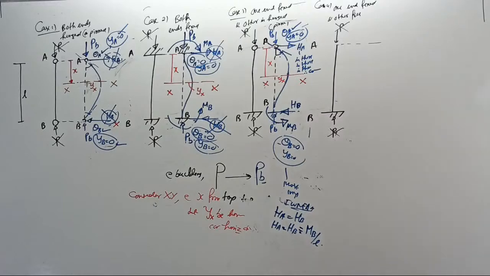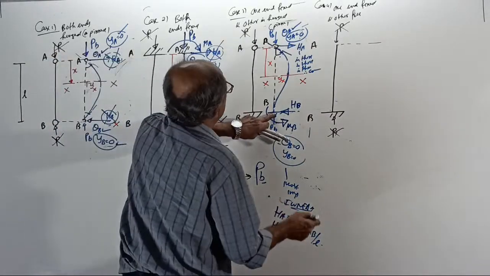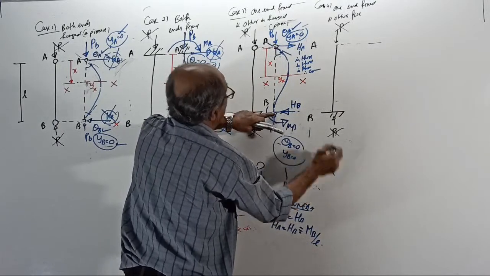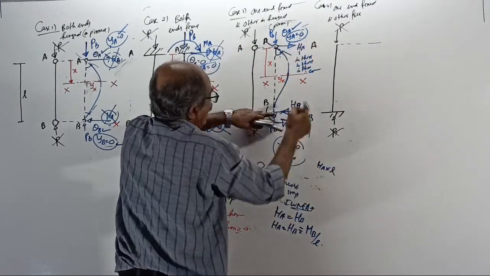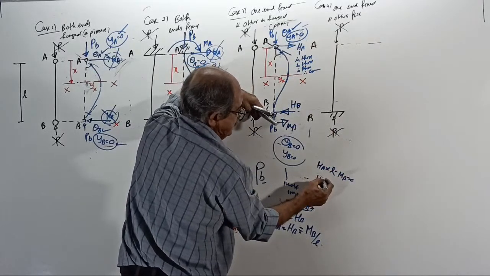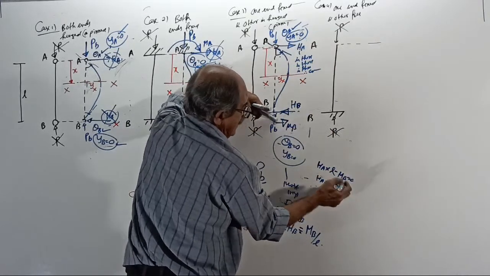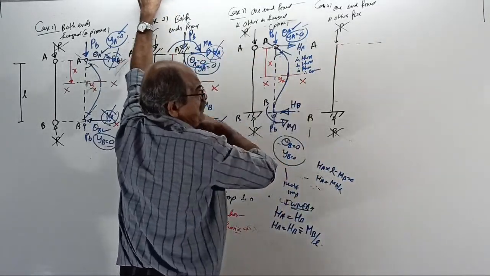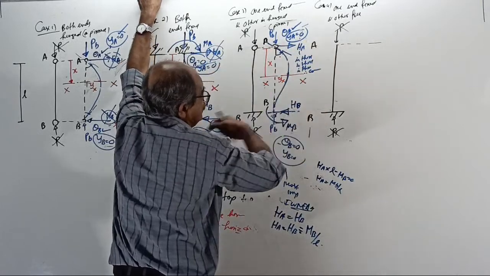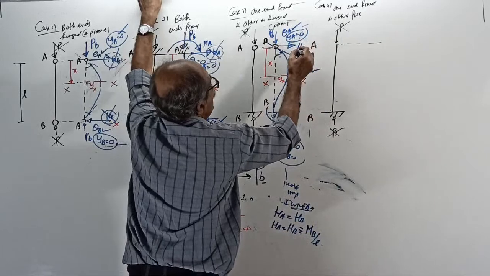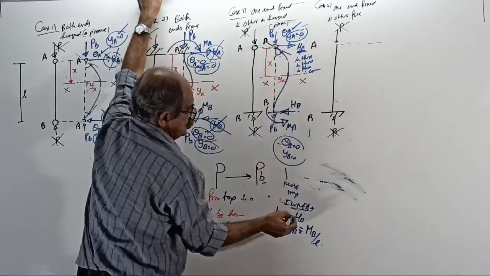Okay. Or do one thing. Take moment about this point. Plus HA into L minus MB equal to 0. HA equal to MB by L. Sigma H equals 0: HA right side equal to HB left side, or HA minus HB equal to 0. Both are equal. So remember, very important. You make a note.